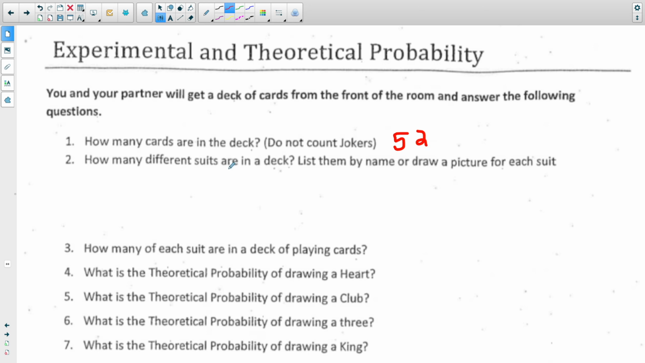How many different suits are there? Well, there's diamonds, hearts, clubs, which is kind of like a clover, and spades, which is kind of like an upside down heart, but with the stem. These two are black. These two are red.